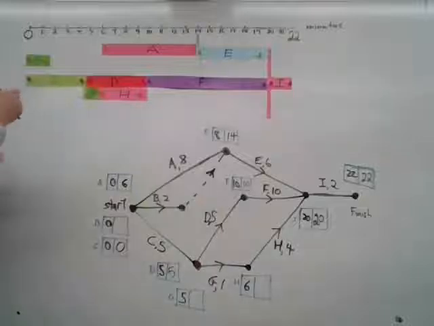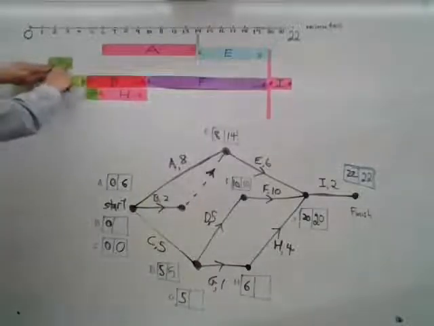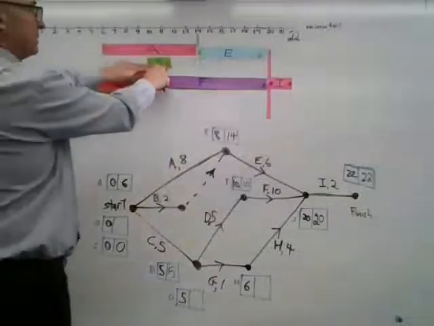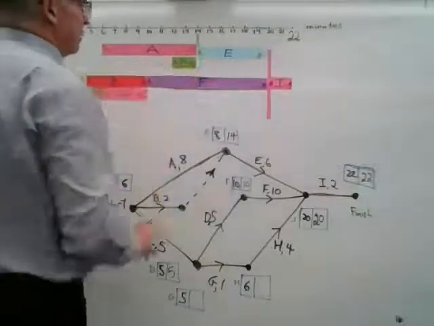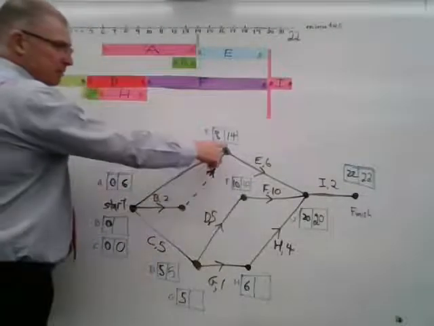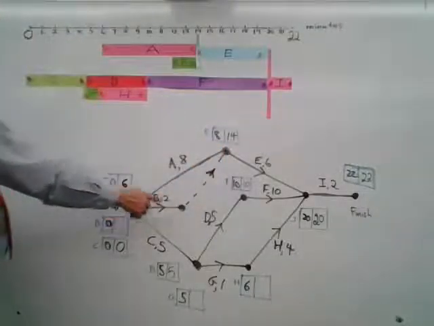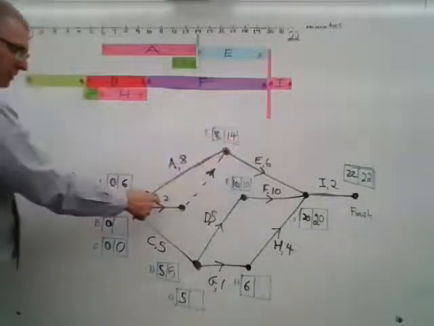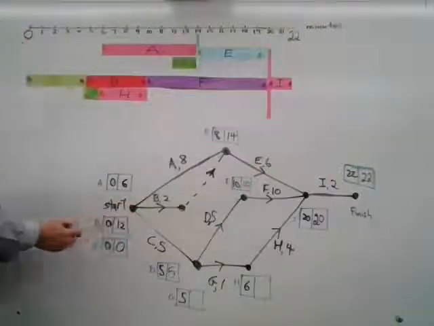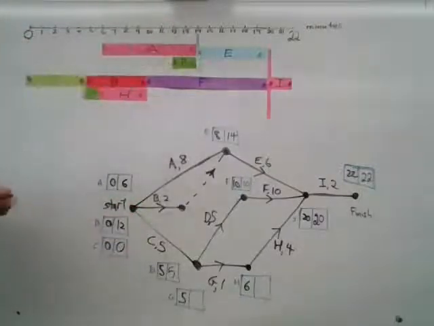What about B? Well, the latest B can start is all the way up there, because B is a predecessor for E. So the latest that B can start, 14 minus 2 is 12, and you can see that there, it can start at the 12-minute mark.